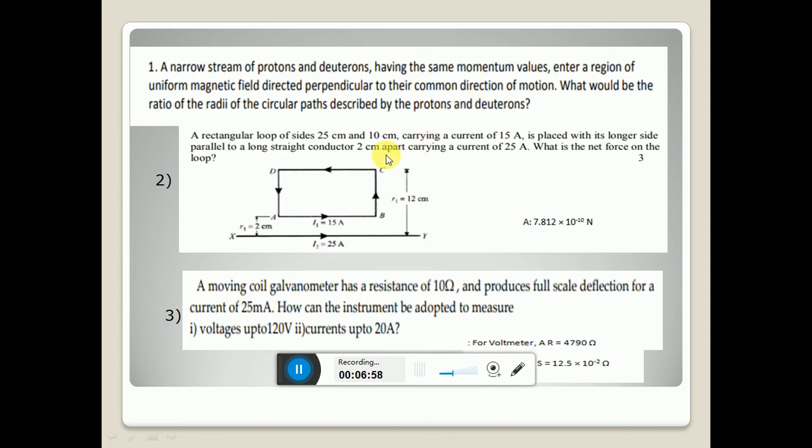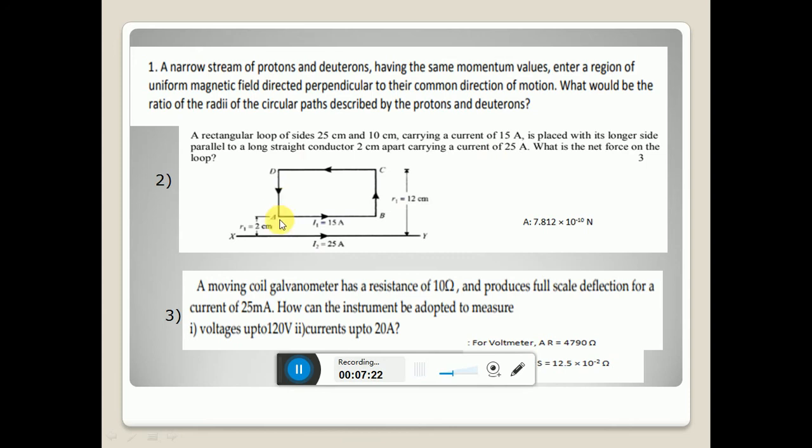Second one, a rectangular loop of side 25 centimeters and 10 centimeters. The longer one is 25 centimeters and the shorter one is 10 centimeters. Carrying a current of 15 amperes, it is placed with its longer side parallel to a long straight conductor 2 centimeters apart, carrying a current of 25 amperes. What is the net force acting on the loop?